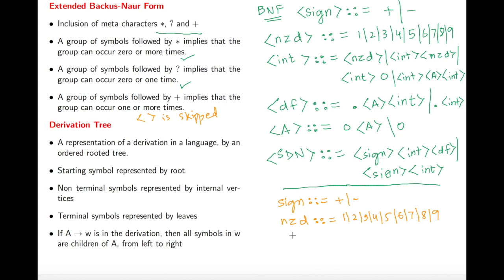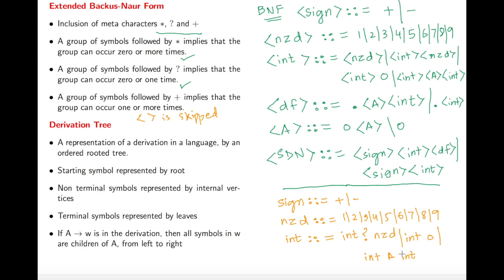And for integer, I can say integer, question mark, non-zero digit. Now this takes care of non-zero digit and integer non-zero digit, because the integer can be there or cannot be there. So question mark means that this can be there 1 time, or this can be there 0 times. So these first two are taken care of here. And for the next two we just say integer 0, and integer a integer.